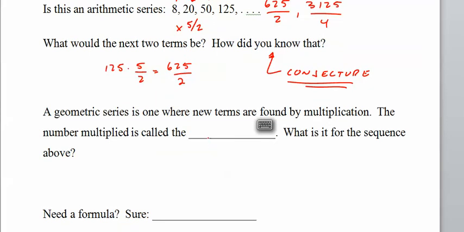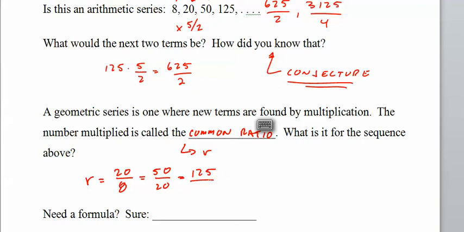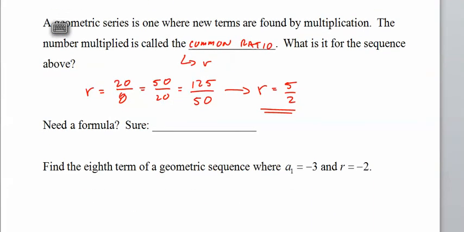This number we multiplied above is called the common ratio, and it's given the letter R. To find it, R equals 20 over 8 equals 50 over 20 equals 125 over 50. Of course, you only have to do one of these to find out R equals 5 halves. All right, and that's really it.